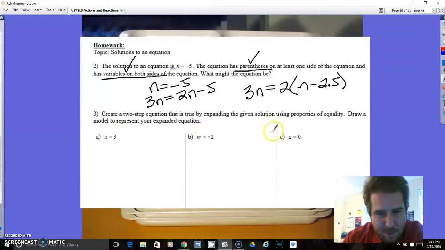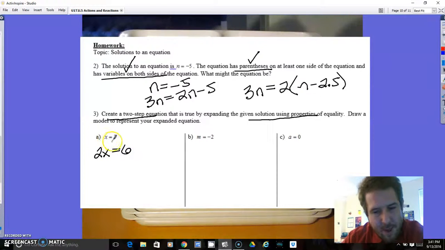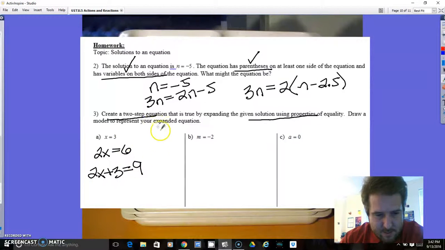Same thing goes for 3a, b, and c, but now we are trying to create a two-step equation, and we have to describe the properties that we have to use to solve it. So I can do anything I want to these questions, so I'm going to multiply both sides by 2. That makes 2x on the left and 6 on the right. So you can do anything you want. You can add, subtract, multiply, or divide. Just has to be 2 steps. So you need like a multiply and an add. So I'm going to add 3 to both sides. So that gives me 2x plus 3 on the left, and 6 plus 3 makes 9 on the right.